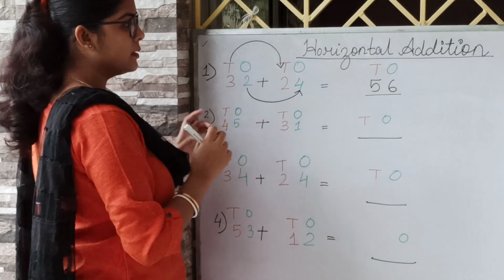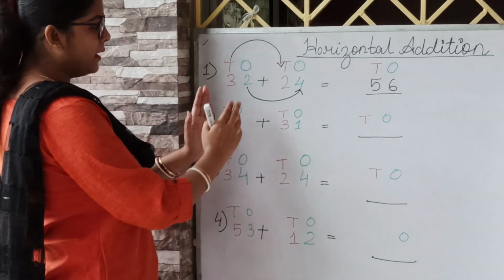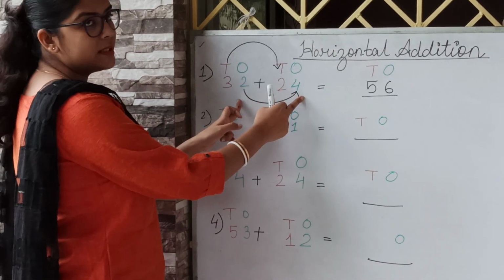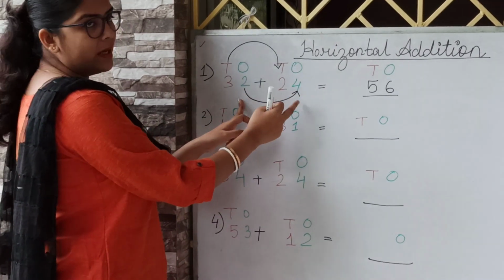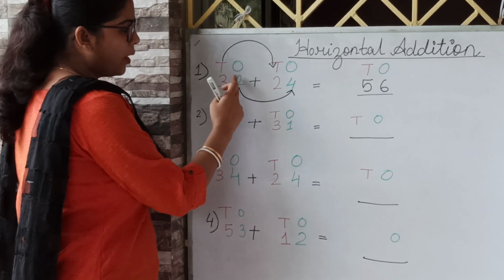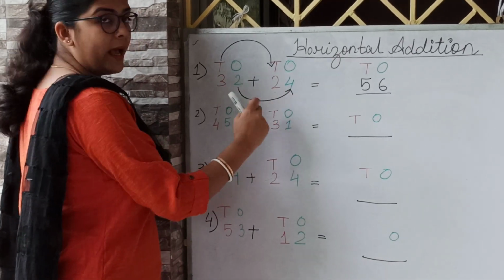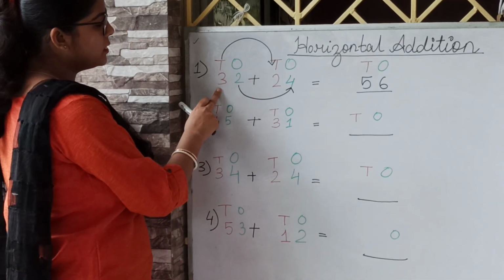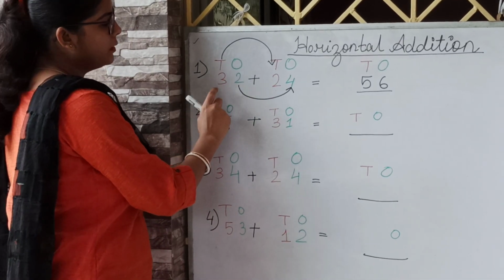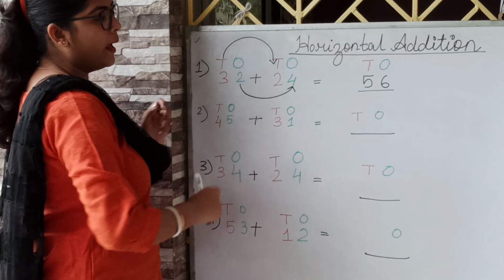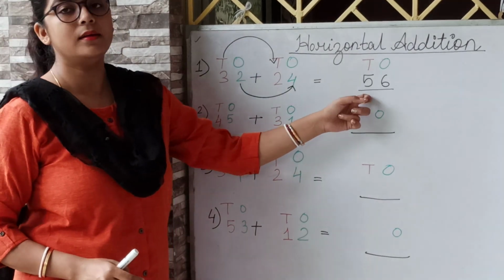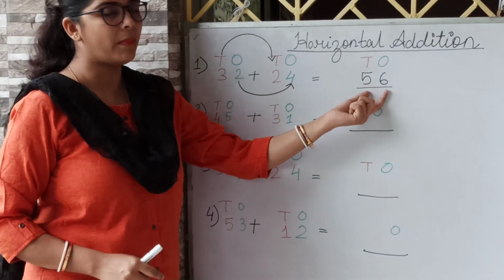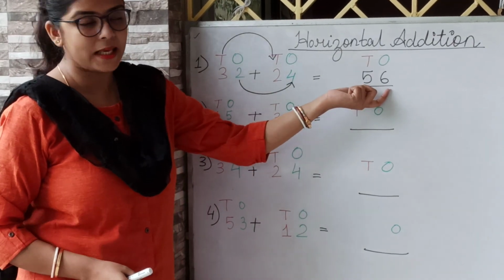Now see students, it is very easy. What I have told: first take the digits of the ones place of both sides, means after the plus sign and before the plus sign. Ones means 2 plus 4 and the answer I will write in the ones place only. Then take the digits of the tens place, that is 3 plus 2, and write the answer in the tens place. So 32 plus 24, my answer is 56.